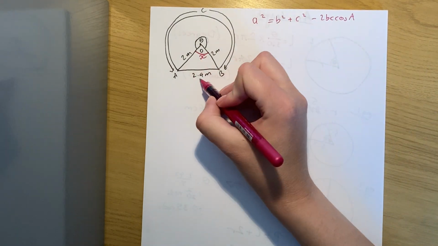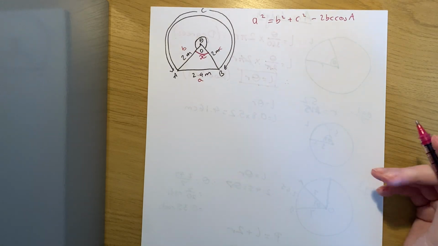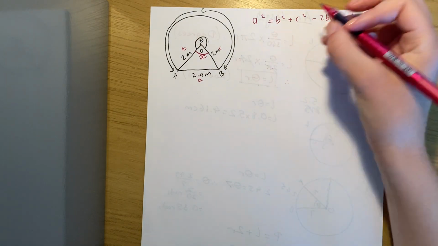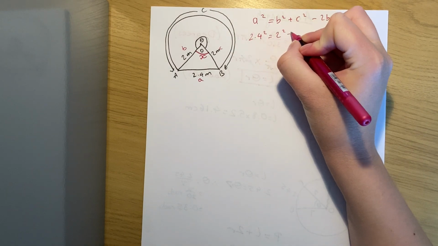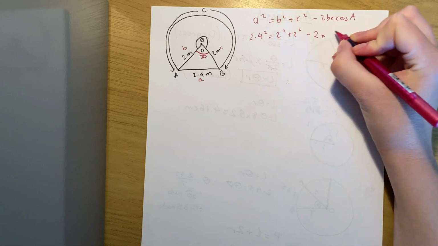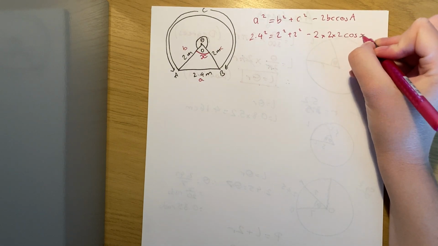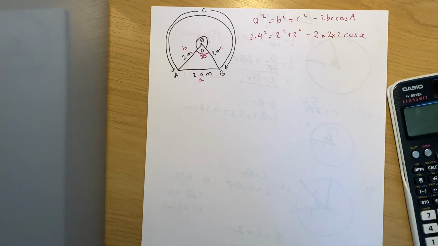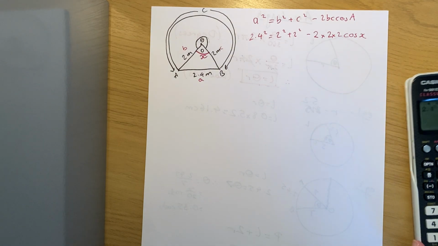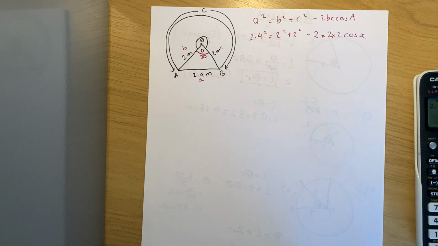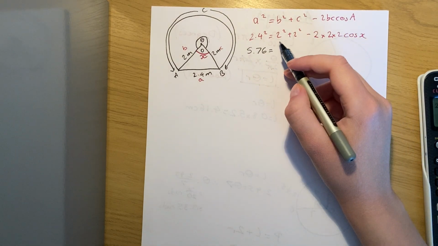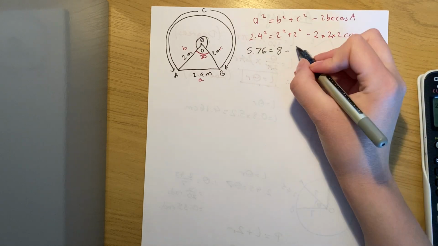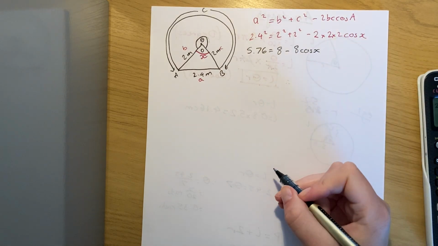So if this is my angle, this must be my A and these my B and my C in this context. And obviously that would be cos of x. So 2.4 squared is equal to 2 squared plus 2 squared minus 2 times 2 times 2 cos x. I'm going to change to black just because it's a bit easier to read than pink. So 5.76 is equal to 2 squared is 4, so we've got 8 minus 8 cos x.